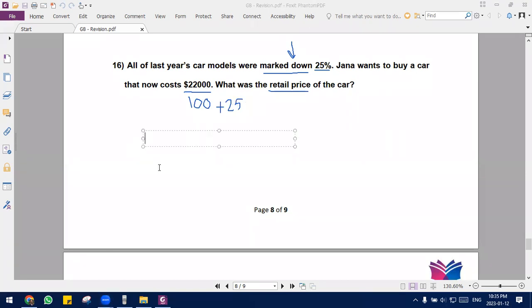Now I write the equation. I have 22,000 times 125%, which is 1.25. When you multiply them, you will get 27,500, and then don't forget the unit, dollar. Let's check, is it reasonable? This is the original price or the retail price before the markdown. Yes, it's more than 22,000. Then after they make a markdown, the price will decrease to 22,000.